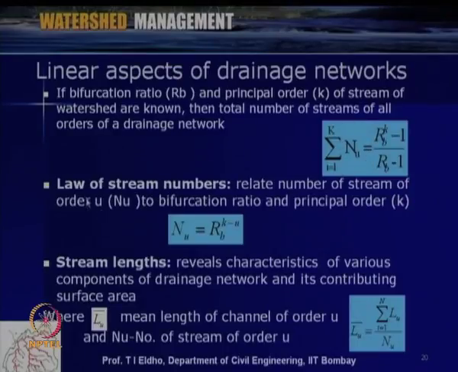Then another important definition as far as the linear aspect is concerned is the so-called law of stream numbers. This relates the number of streams of order u, that means Nu, to the bifurcation ratio and the principal order k. So, Nu is equal to Rb to the power k minus u, where Rb is the bifurcation ratio and Nu is the number of streams of order u. That is the so-called law of stream numbers.